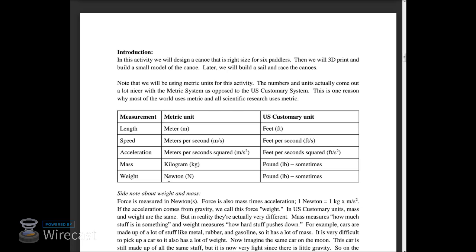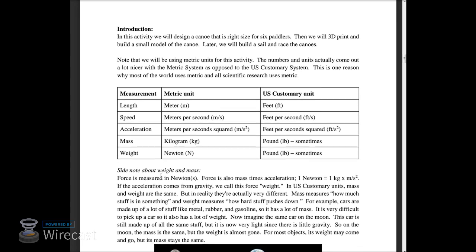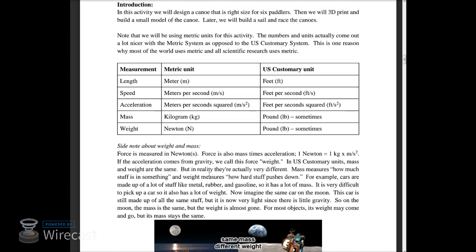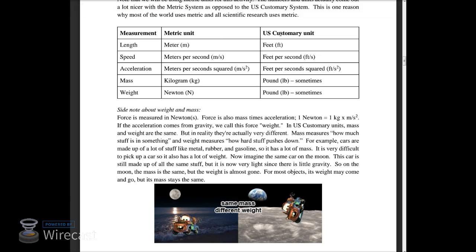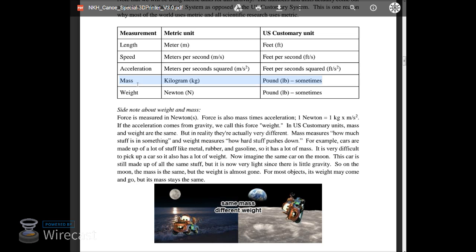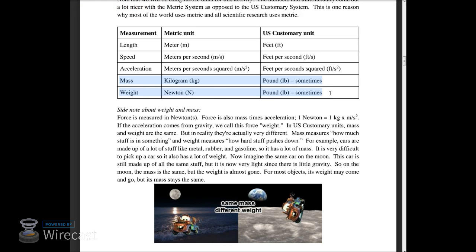So in the introduction, it's just gonna talk about units. So over here, these are basic metric and US customary units, so feet per second. The more confusing one is mass and weight. A lot of people think they're the same thing, and sometimes they're given the same units. And sometimes we do distinguish one as a troy pound as opposed to a regular pound, or like a pound force, which is a really weird one.